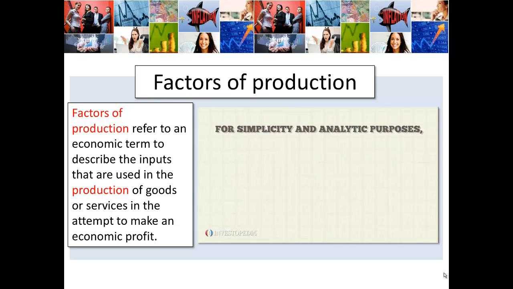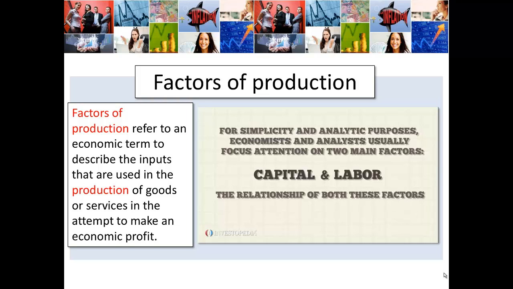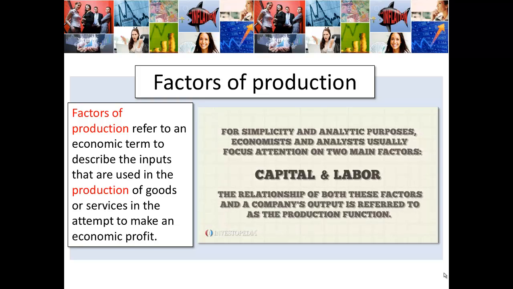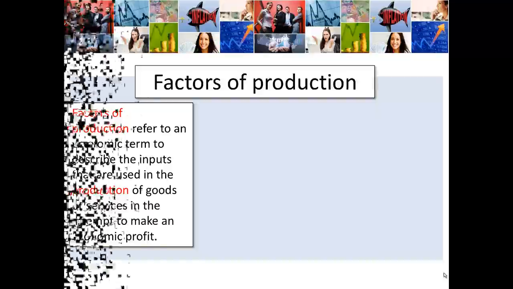For simplicity and analytic purposes, economists and analysts usually focus attention on two main factors, capital and labor. The relationship of both these factors and a company's output is referred to as the production function. So factors of production describe the inputs that are used in the production of goods and services, and of course firms are putting these things in place to make an economic profit.